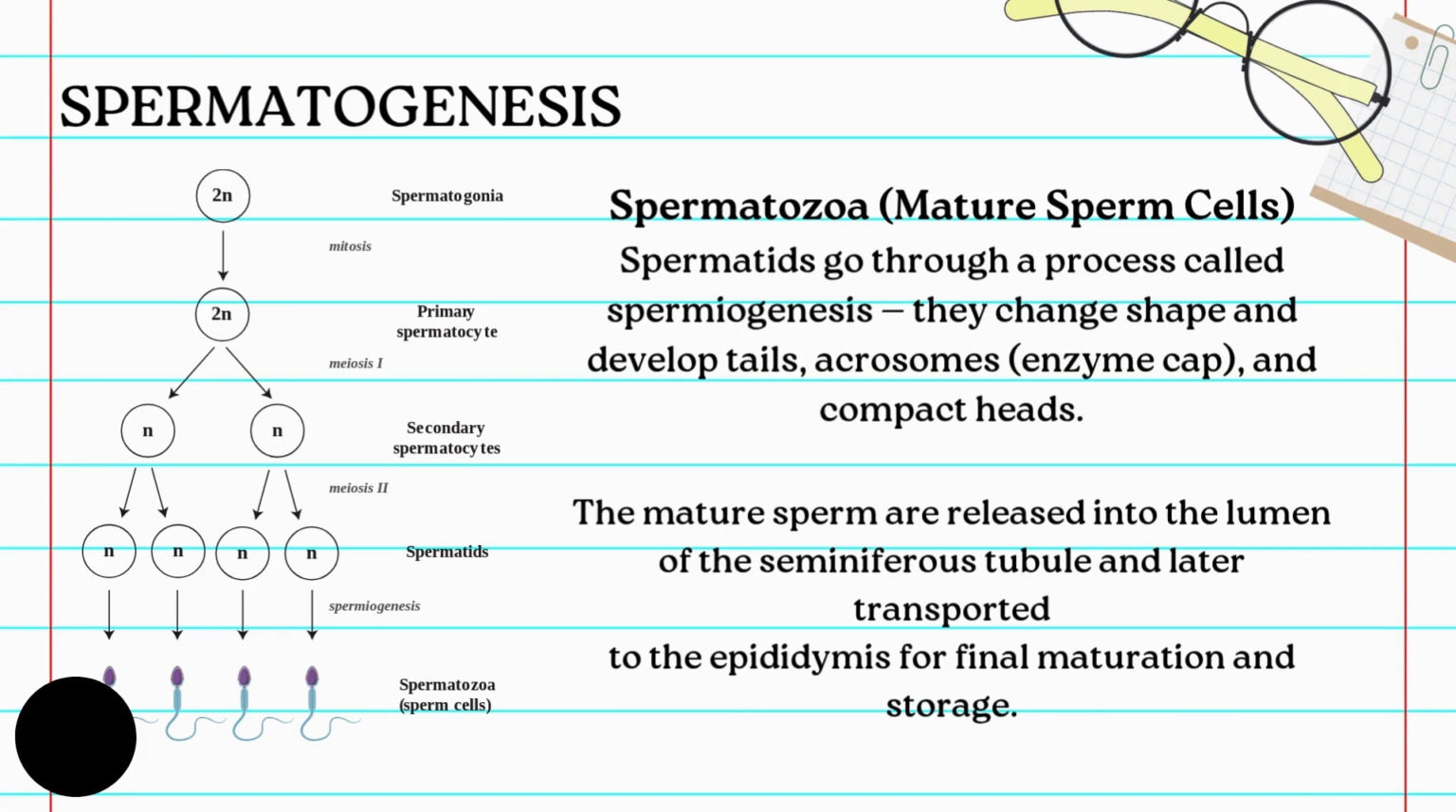Spermiogenesis basically is when the sperm gets its mature features. It will now have the head, the neck, the tail, and contain all the things that it needs to be able to fertilize an egg and form a baby. So this happens in the epididymis.